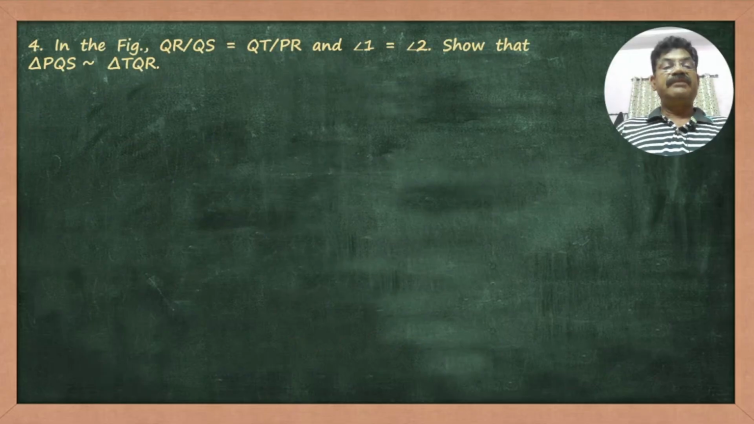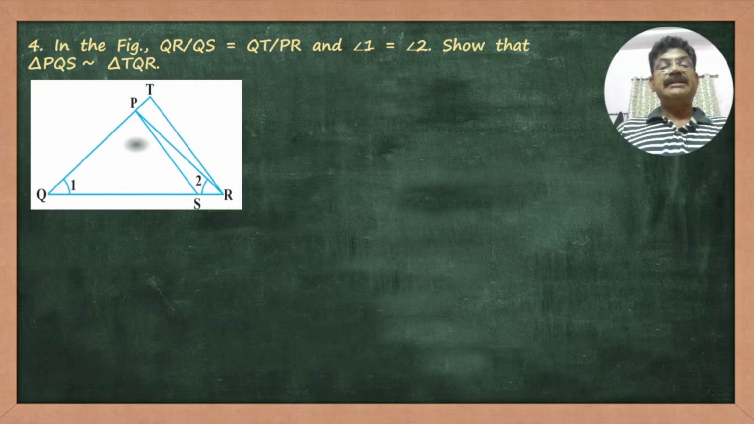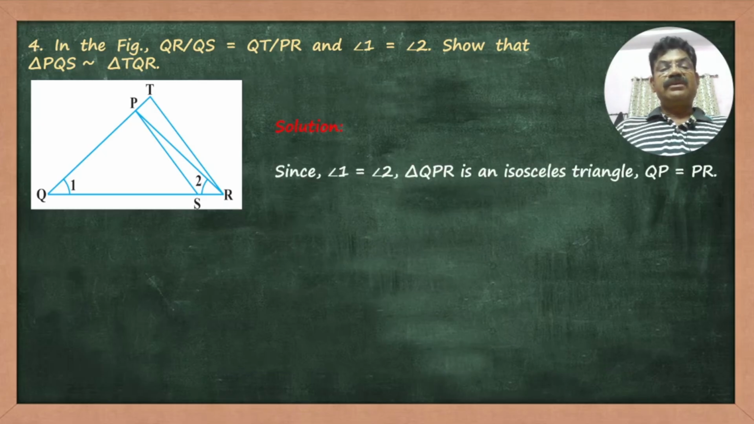Problem number 4. In the figure, QR by QS is equal to QT by PR and angle 1 equal to angle 2. Show that triangle PQS is similar to triangle TQR. Solution. Since angle 1 equal to angle 2, triangle QPR is an isosceles triangle because opposite sides are equal. Therefore, QP is equal to PR.